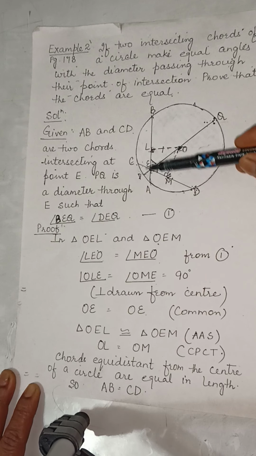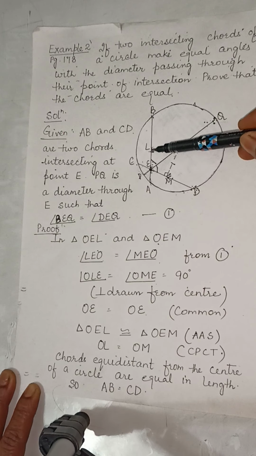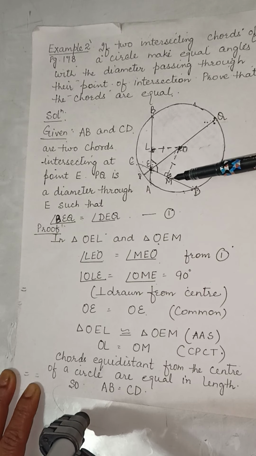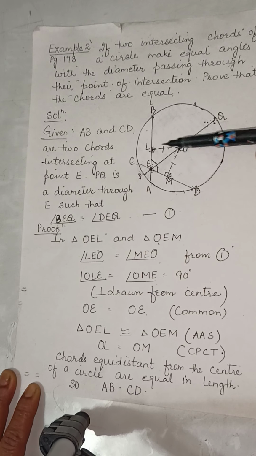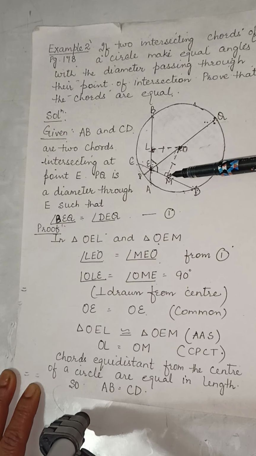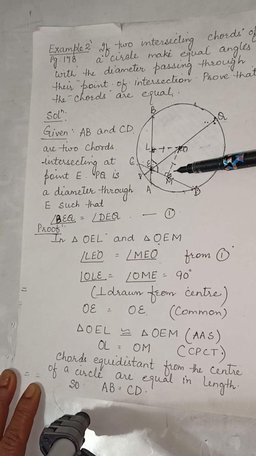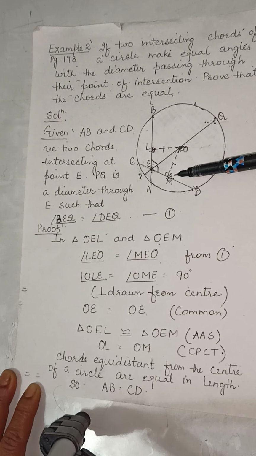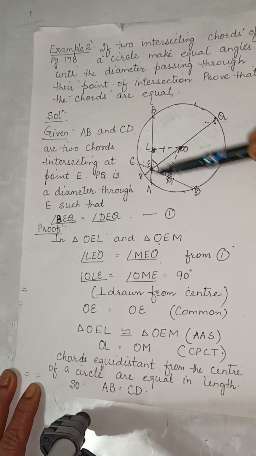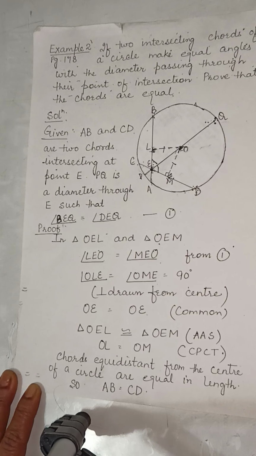Now chords AB and CD are equidistant from the center. This is the converse: OL is equal to OM. So the chords equidistant from the center are equal. So OL is equal to OM, so AB is equal to CD. So we have proved AB is equal to CD.